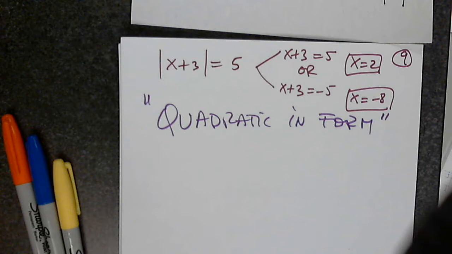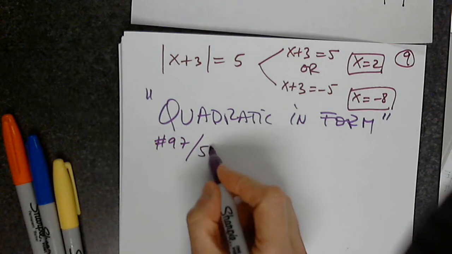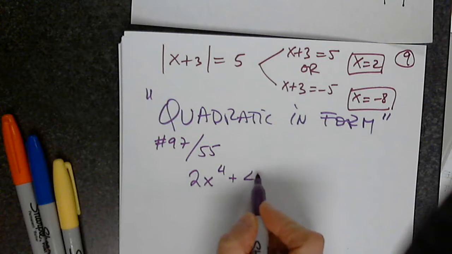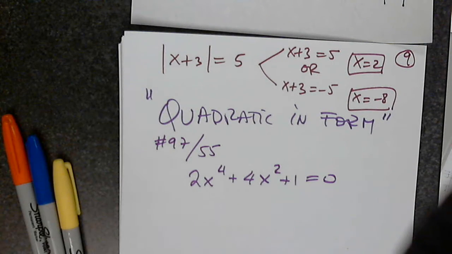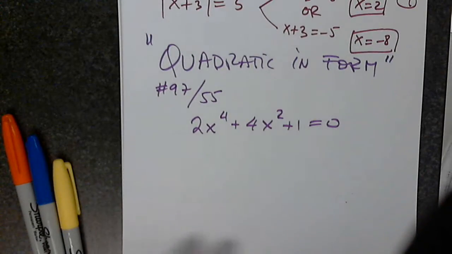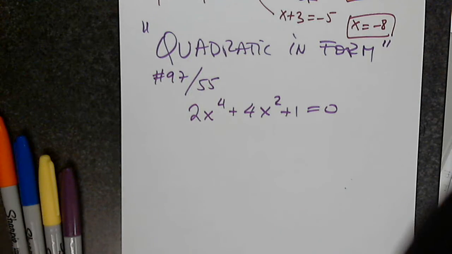So let's say number 97 on page 55. 2x to the 4th plus 4x squared plus 1 equals 0. Is this quadratic?